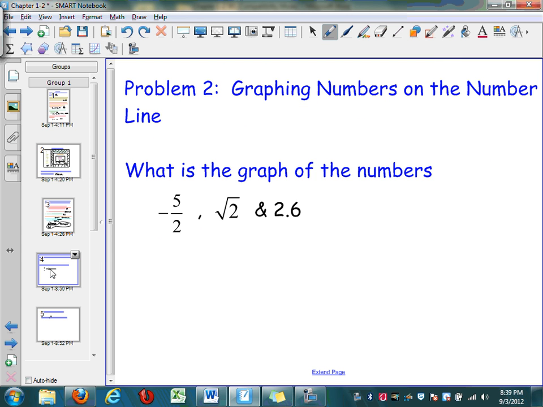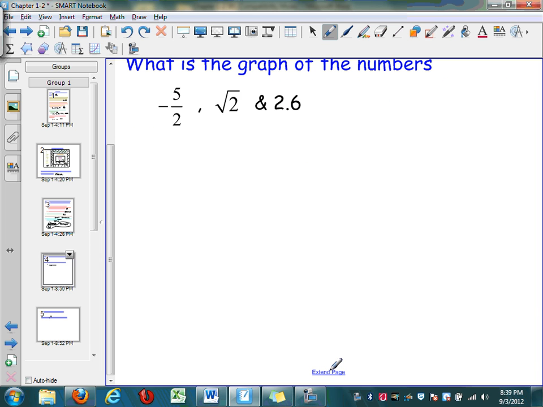Excellent. The next thing you need to know about is problem number 2, graphing numbers on the number line. What is the graph of the numbers -5/2, square root of 2, and 2.6? Now this book has a tendency to insult your intelligence at several points in it, so if this is below you, I apologize, but it's always good review for you to understand where numbers fall on the number line and how to represent them. So without grabbing a calculator, which is exactly where I want you guys to go with this, you need to figure out where these numbers would fall according to the value 0 on the number line.